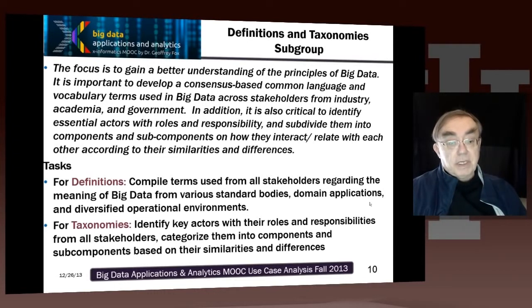And of course, the definitions and taxonomies require compiling ideas from various sources, trying to reconcile them and get some consensus definition. Taxonomies require making lists and making certain that all possibilities are covered, and then trying to put some hierarchical order on them in terms of components and subcomponents.